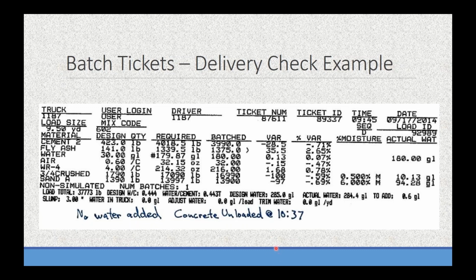So this is just an example, and a lot of times this will be the bottom half of what we'll receive for a batch ticket. So this is kind of the meat and potatoes of what we're going to want to see. This has the majority of all the information that we're going to need.